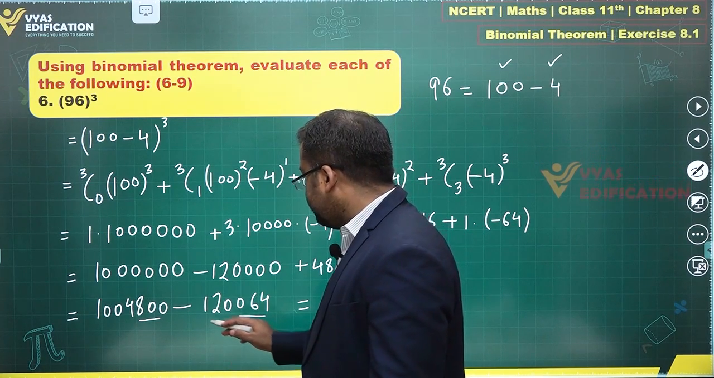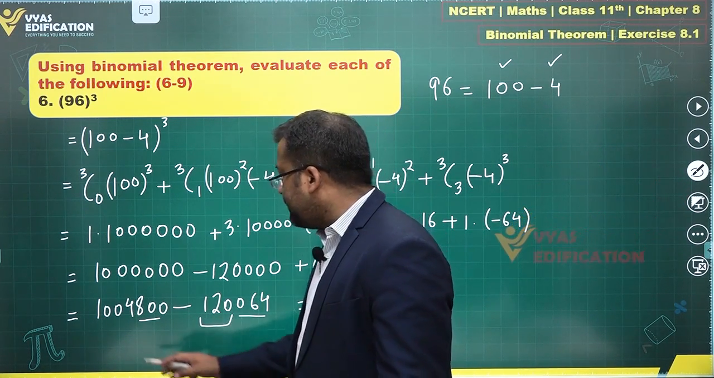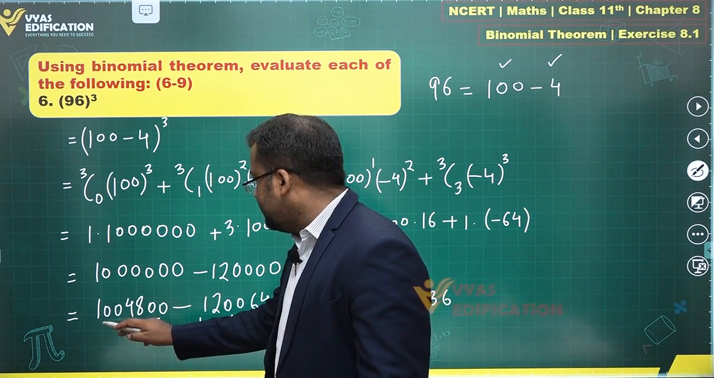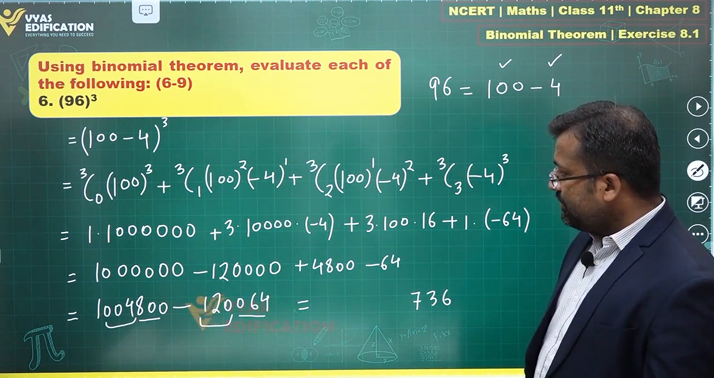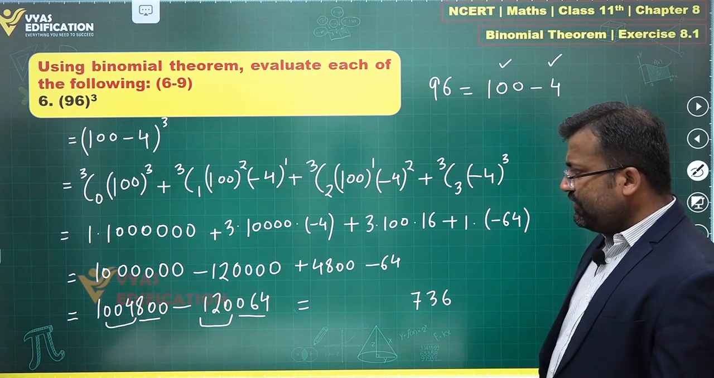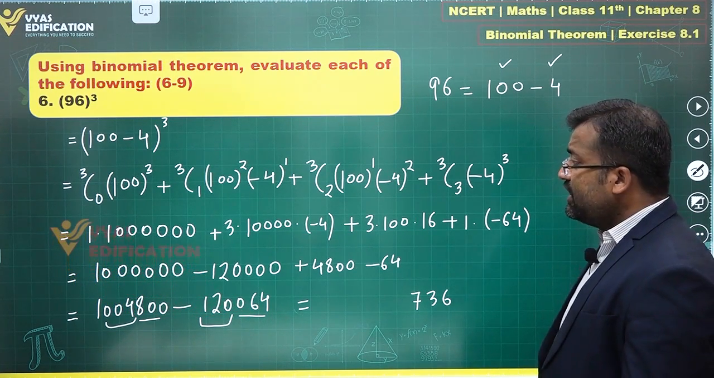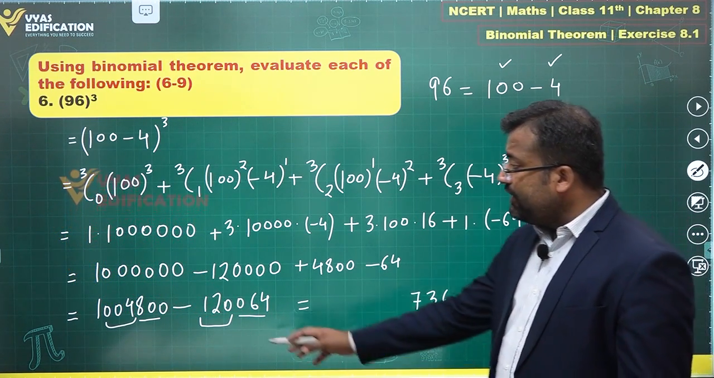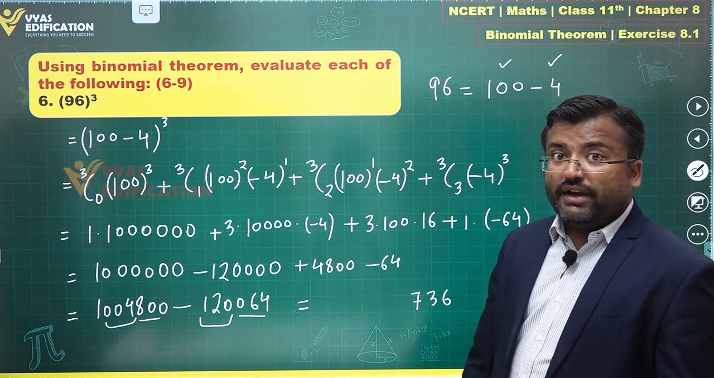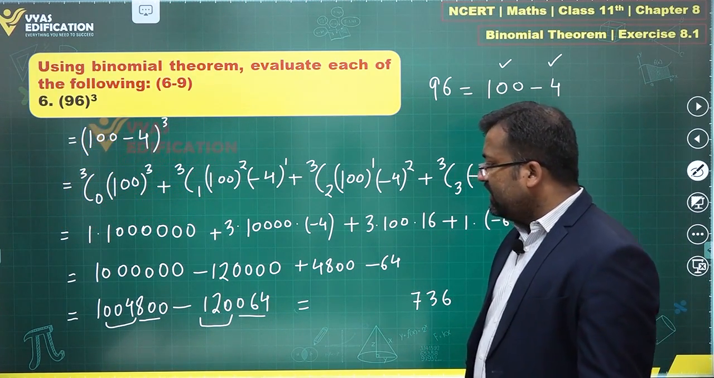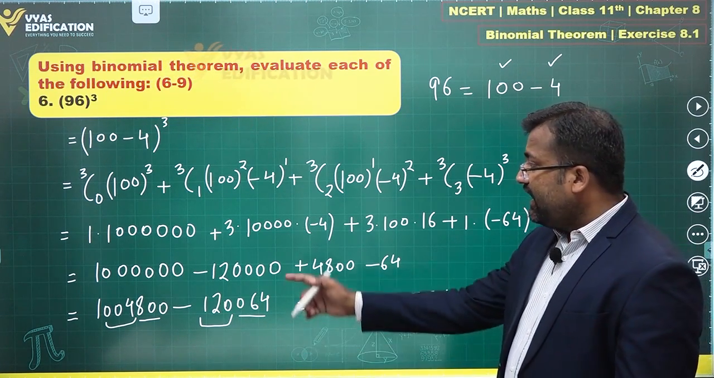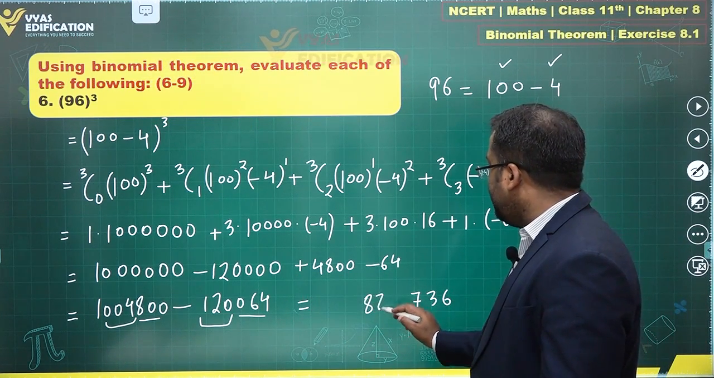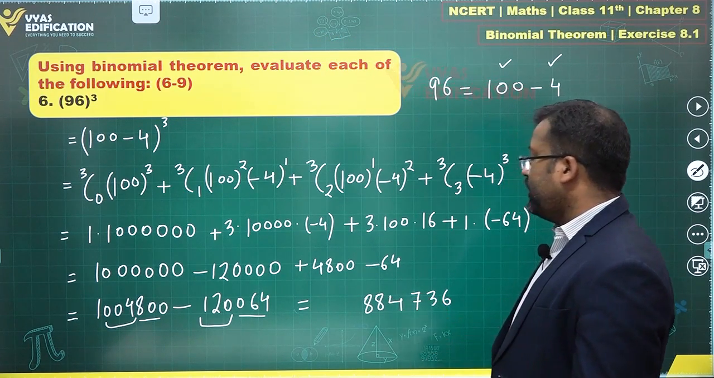What about the next terms? 120 has to be subtracted from this 004. Is it possible to subtract 120 from 004? No, we'll have to carry on something, right? So we are actually subtracting 120 from 1004, and 1000 minus 120 is 880. 880 plus 4 is 884. This is what you get.